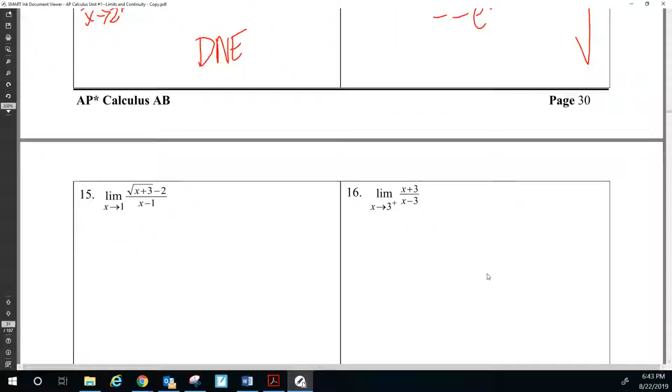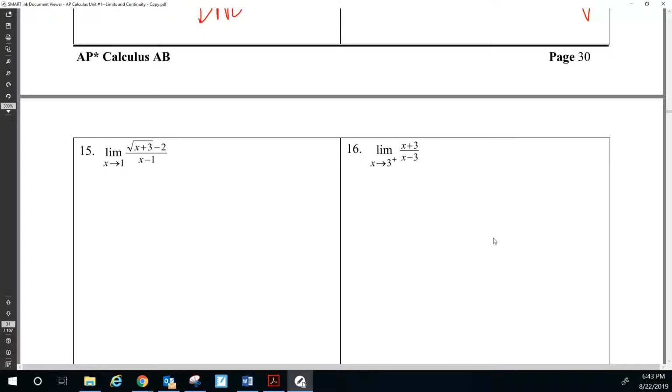All right, 15. I can't plug 1 into here. There's nothing really to factor here, but I see that square root, which screams what to you? Hopefully by now you're saying conjugate. So what I can do is multiply this by the conjugate, which would be square root of x plus 3 plus 2, square root of x plus 3 plus 2.